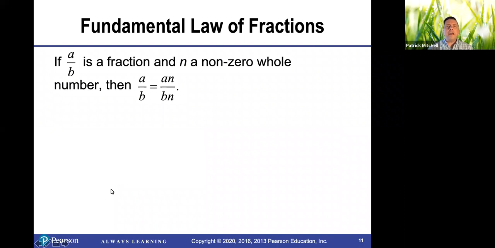Fundamental law of fractions. If a over b is a fraction and n is a non-zero whole number, then a over b is equal to an over bn. In other words, you can multiply the top and the bottom of a fraction by the same number, and you get an equal fraction.